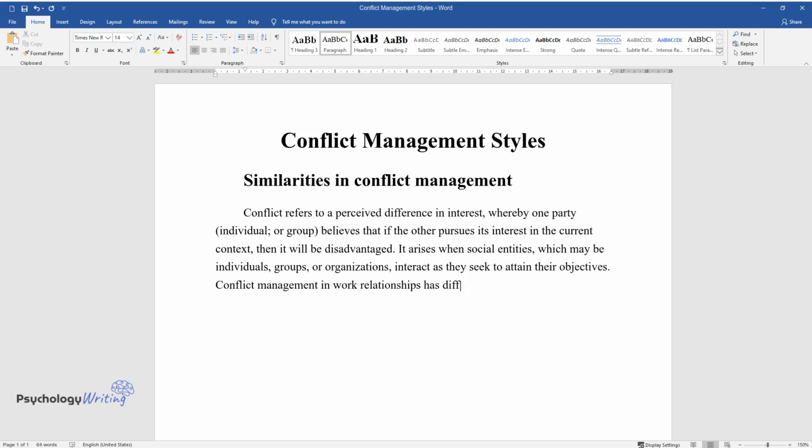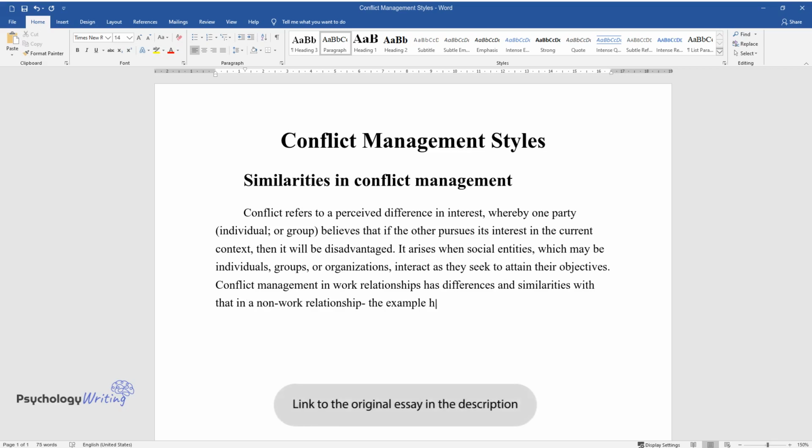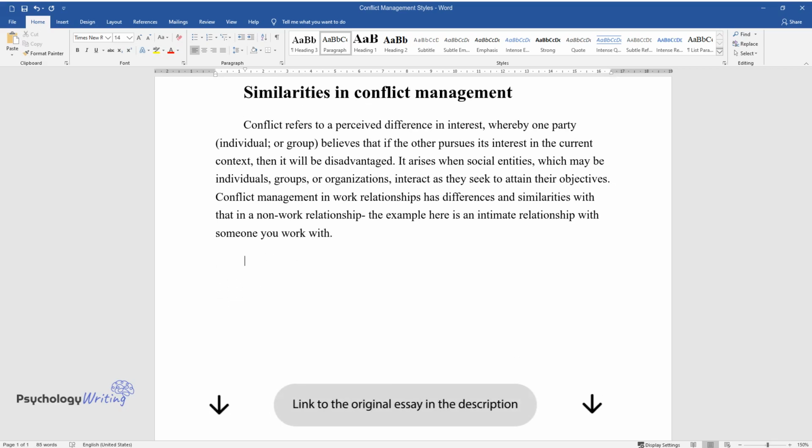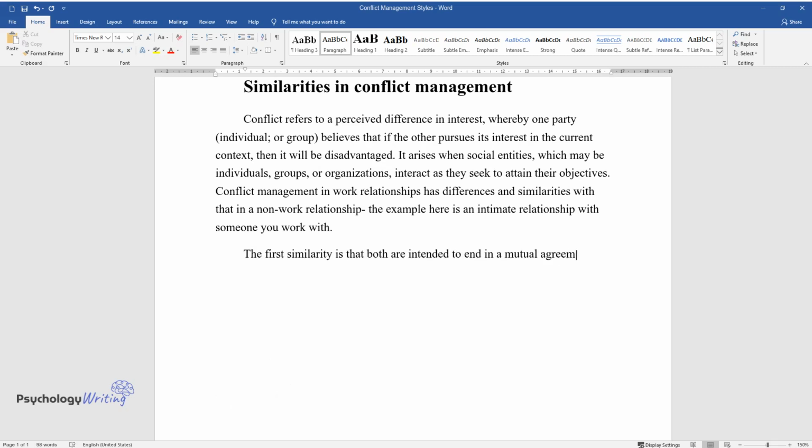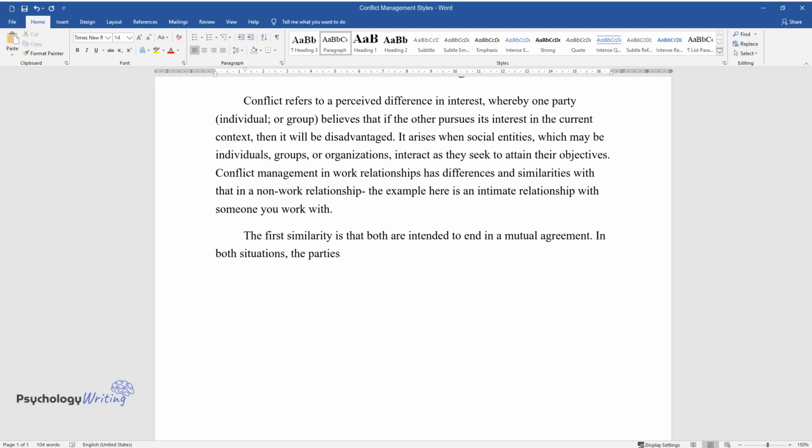Conflict management in work relationships has differences and similarities with that in a non-work relationship. The example here is an intimate relationship with someone you work with. The first similarity is that both are intended to end in a mutual agreement. In both situations, the parties need each other to achieve their objective.